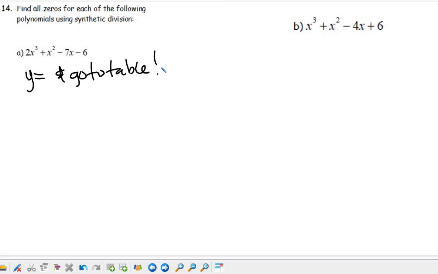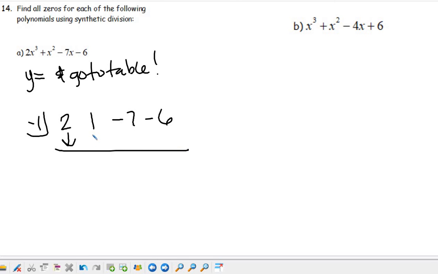So 2x to the 3rd plus x squared minus 7x minus 6. And then you can do synthetic division to find the remaining roots. So the first one I see is negative 1. So I have then 2, 1, negative 7, negative 6.